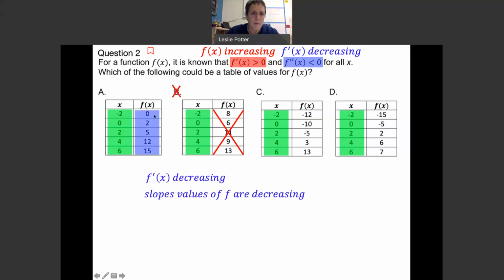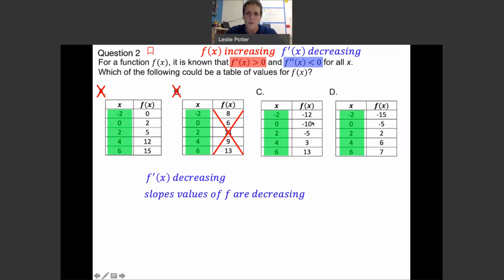So let's take a look at table A. We started at a function value of 0, then we're up 2, then we're up 3, then we're up 7, then we're up 3 again. So we're jumping at increasing rates, not decreasing rates, except for that last step. So that's out because we need to make sure that our values are not jumping up as much each time we go down. So let's take a look at C.